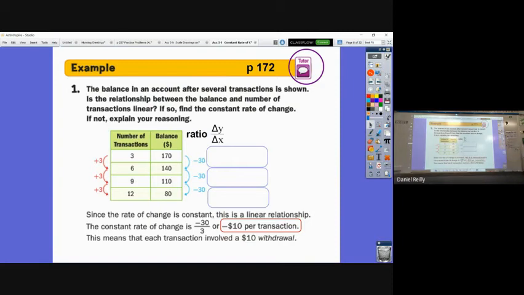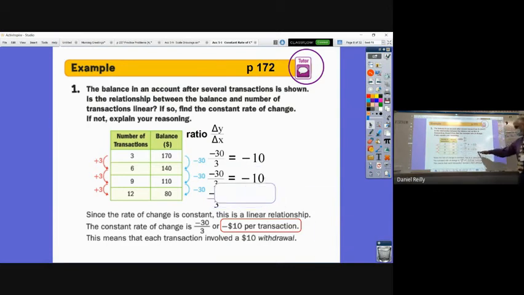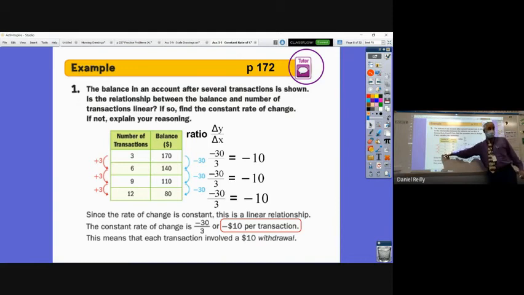This is a non-proportional relationship, but it is a constant rate of change. Every 3 months in this bank account, the amount goes down by $30. Does this have a constant rate of change? Yes. It's always minus 30 divided by 3, which is negative $10 per month, or negative $10 per transaction, rather. Sorry. So every transaction in this bank account, it loses $10. It is a constant rate of change.